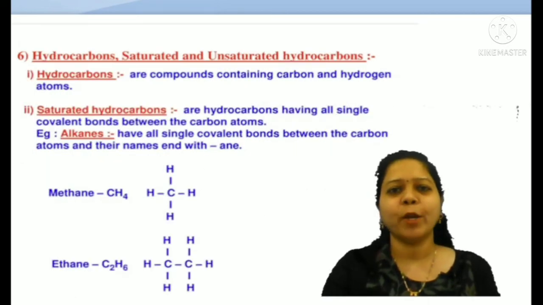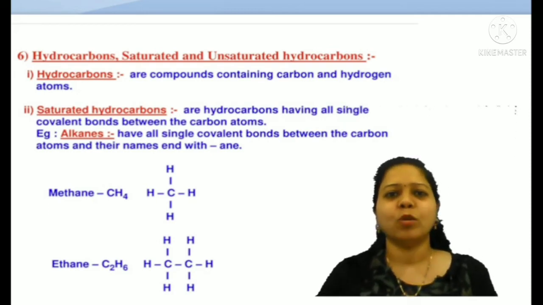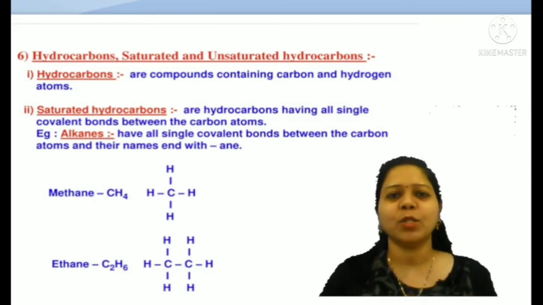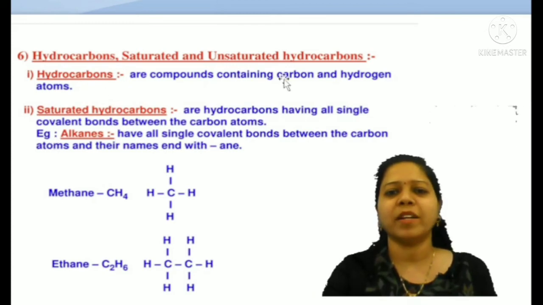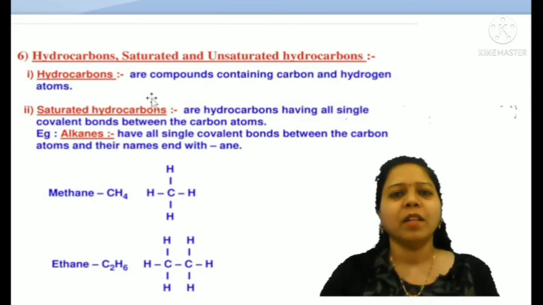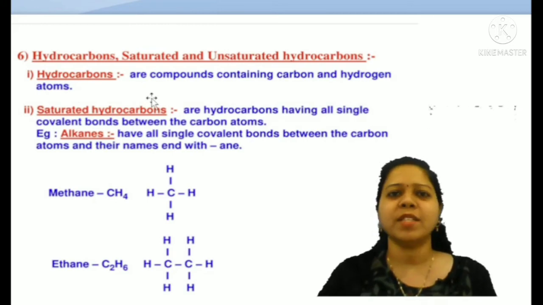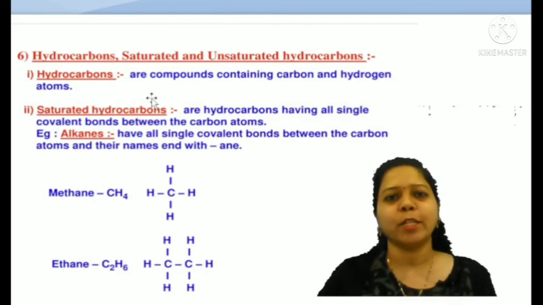Next we'll see what is meant by hydrocarbons, saturated hydrocarbons, and unsaturated hydrocarbons. In detail, to see the meaning of hydrocarbons and different types of hydrocarbons, see my video on nomenclature. In short, hydrocarbons are compounds containing carbon and hydrogen atoms. The compounds in which only carbon and hydrogen are present are known as hydrocarbons. These hydrocarbons are mainly divided into two types, saturated hydrocarbons and unsaturated hydrocarbons.